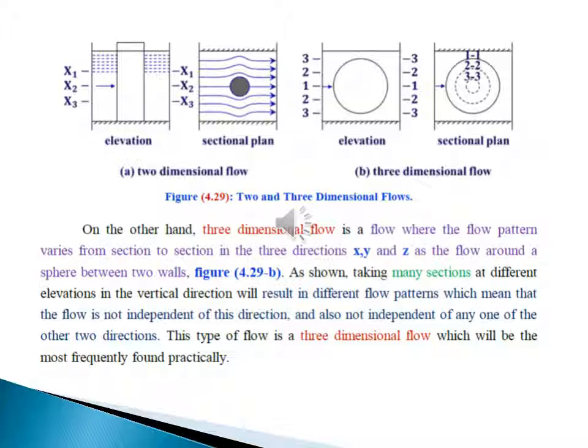On the other hand, three-dimensional flow is a flow where the flow pattern varies from section to section in the three directions, x, y, and z. Anyway, the enclosed figure shows 2 and 3 dimensional flow.